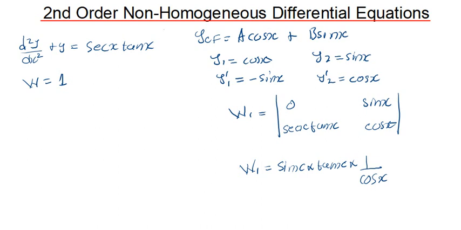Okay, this is just going to be, in fact it's a negative, so that should be minus tan squared of x. Why am I saying tan squared? Sine over cos is tan, so tan by tan becomes tan squared. So we find that our w1 is equals to minus tan squared of x. You can verify that.